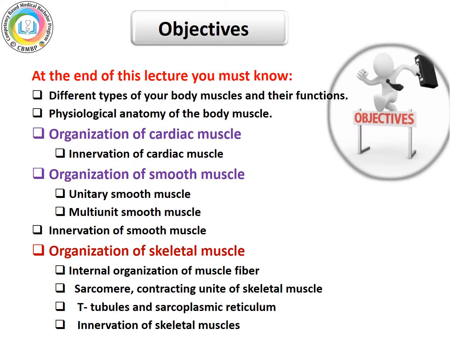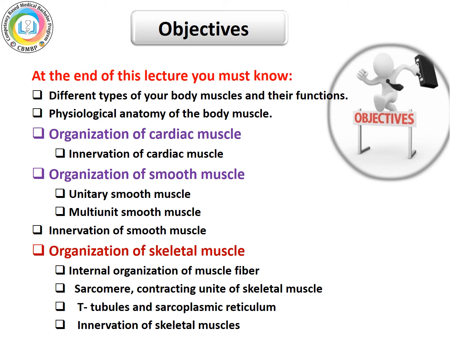Objectives: at the end of this lecture you must know the different types of your body muscles and their functions, the physiological anatomy of the body muscle, organization of cardiac muscle, innervation of cardiac muscle, and then we will discuss organization of smooth muscle and their two types, unitary smooth muscle and multi-unit smooth muscle, and innervation of smooth muscle. Lastly, we will discuss organization of skeletal muscle. We will discuss internal organization of the muscle fiber.